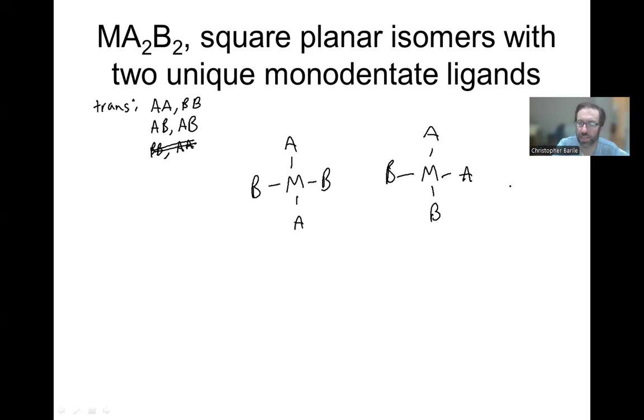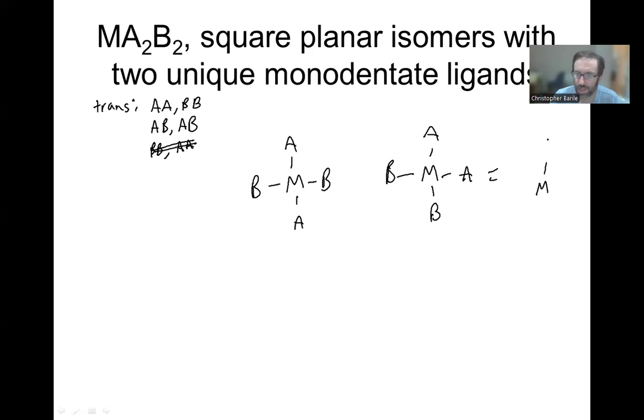Now we could write this in some other fashion. For example, we could write this in a slightly different orientation. As long as we have B and A trans from one another and B and A trans from one another, there will be some rotation. In this case, it'll be a 180-degree rotation that interconverts these two things. So these are one and the same isomer. These are called the trans and the cis isomer.